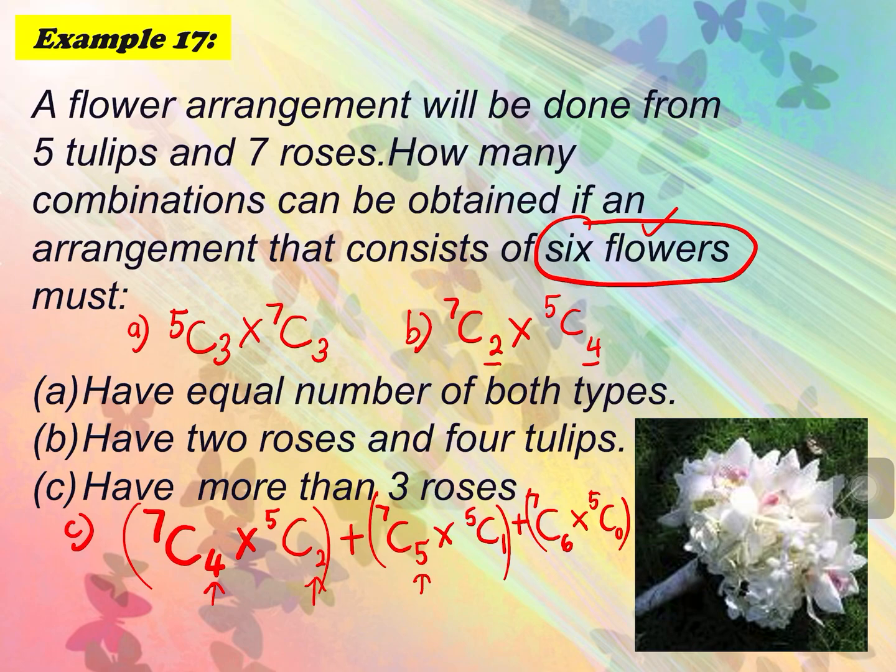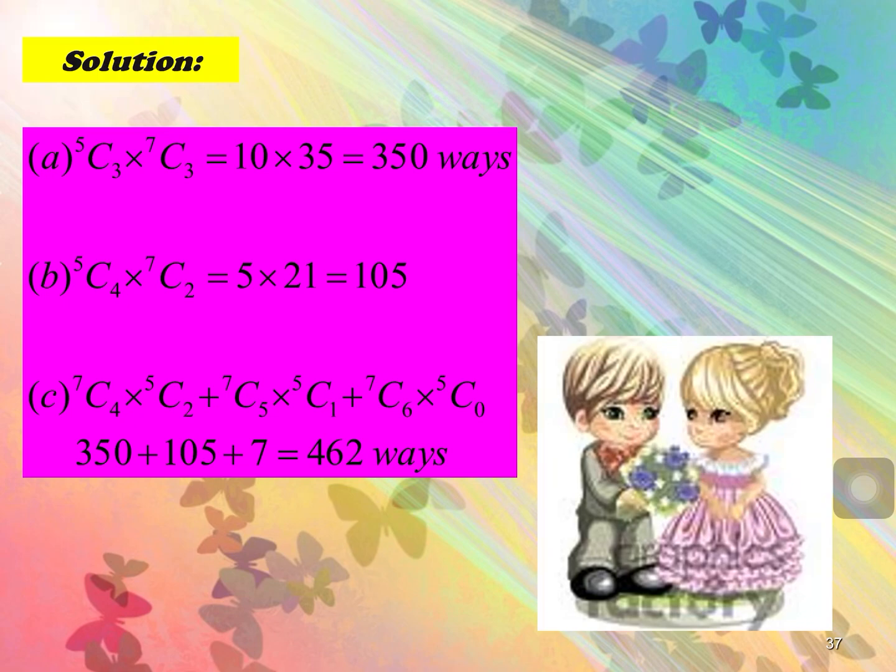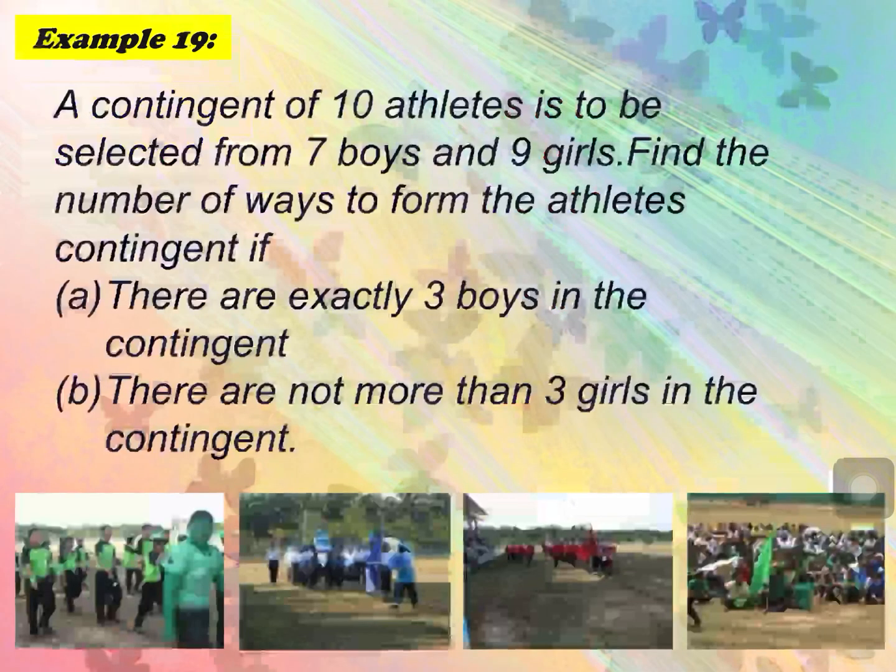Have more than 3 roses means we have 4 roses but 2 tulips, 5 roses but 1 tulip, or the arrangement uses all the roses but no tulips, because we only want the arrangement to consist of 6 flowers, right? So there you go. This is the first question, the second question, and last one. There are 3 groups here: 1, 2, 3. Okay.